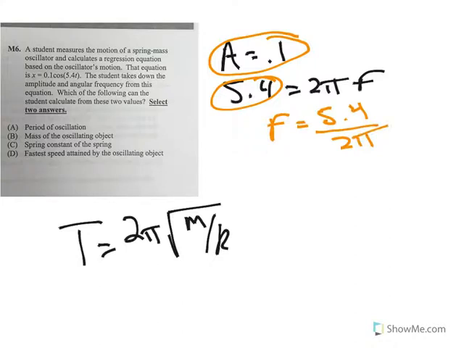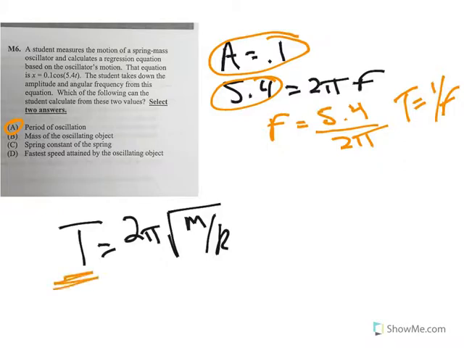Well, one thing we could easily do with that is figure out the period. Because remember, the period is equal to 1 over the frequency. So A is definitely an answer choice. So now we've got to figure out what the other things are. So I've got the period now.